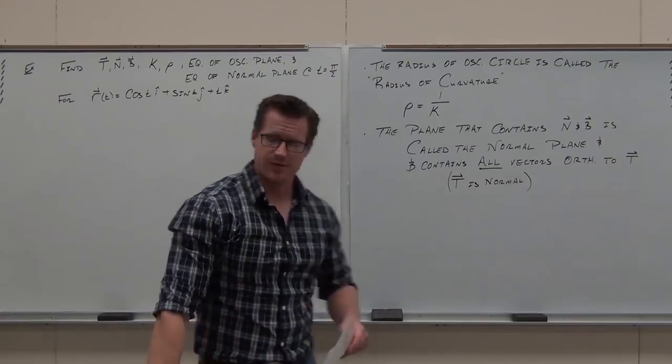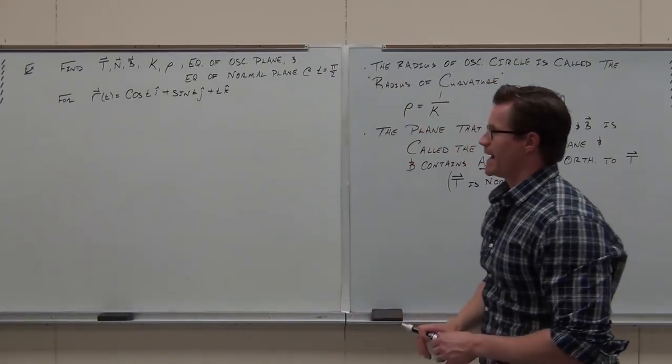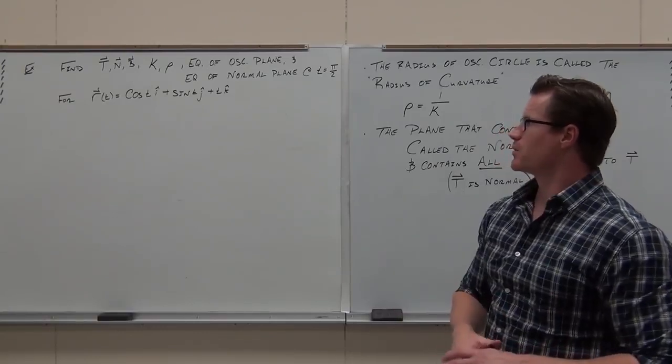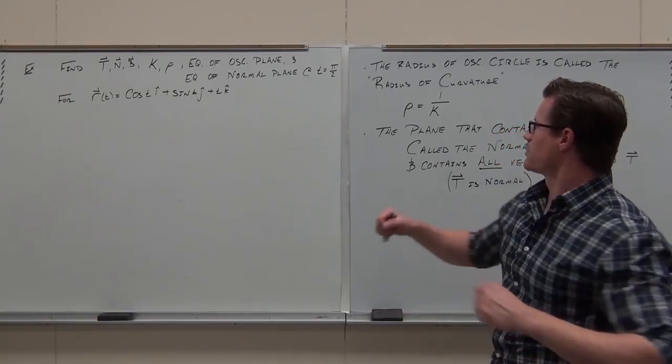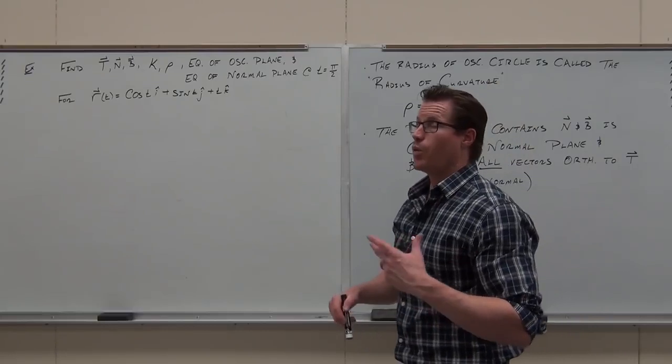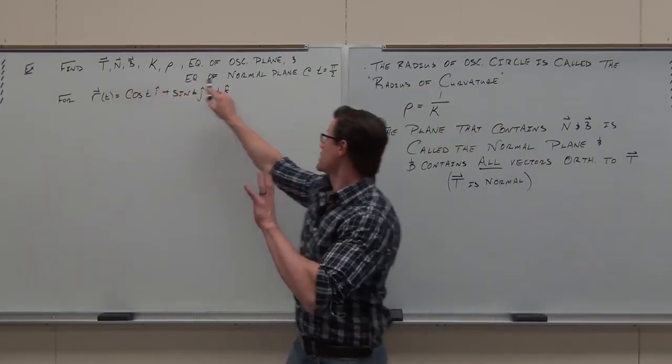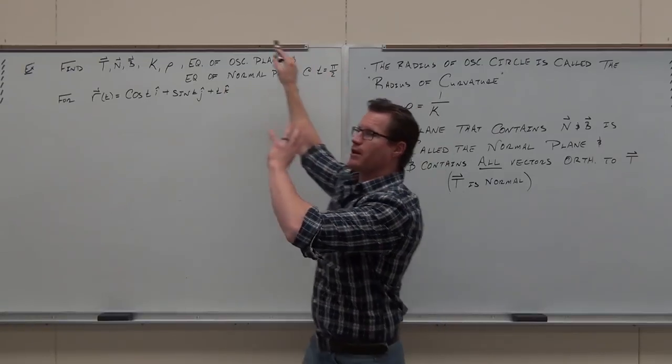So find TNB, find the TNB frame, find kappa, that's curvature, find rho, that's the radius of curvature for the circle, the equation of the osculating plane, and the equation of the normal plane at t equals pi over 2. What we are going to do, we're going to find all of these pretending that we don't have this yet, then we're going to go back and fill it out.